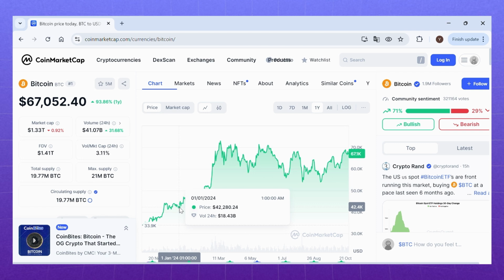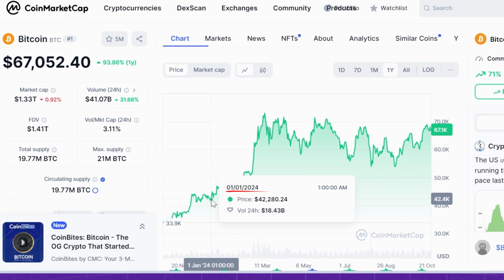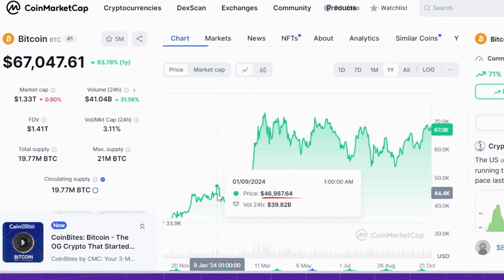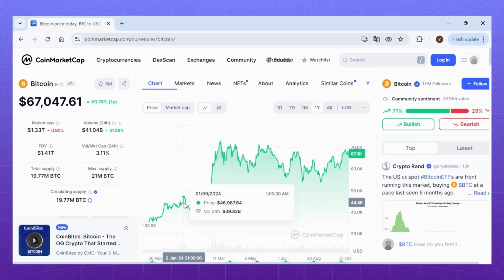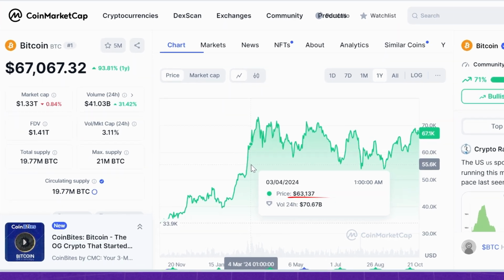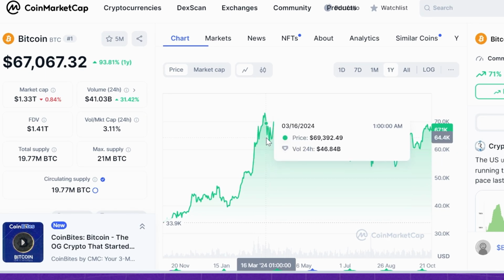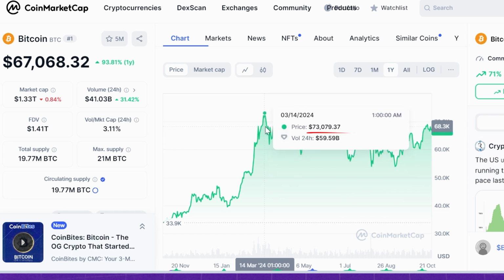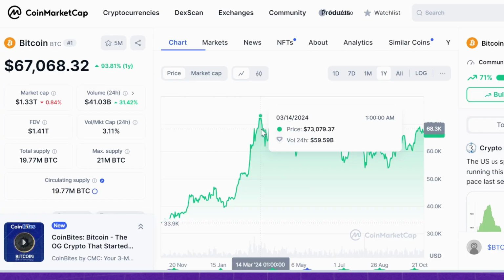If you had bought one Bitcoin on January 1st for $42,200 and sold it on January 10th for $46,900, your net profit would be $4,700. And the second time in 10 days of March, with the rise from $67,700 to $73,700, you would have made a profit of $6,000.